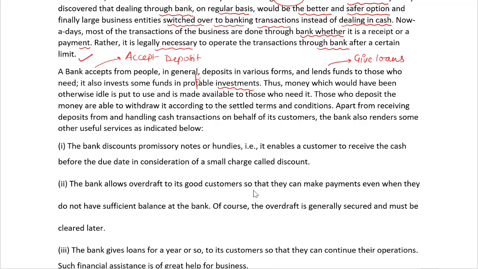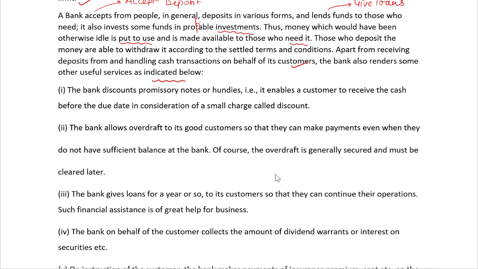Thus, money which would have been otherwise idle is put to use and made available to those who actually need it. Those who deposit the money are able to withdraw it according to the settled terms and conditions with the bank, apart from receiving deposits and handling cash transactions on behalf of the customer. The bank also renders some other useful services as indicated below.